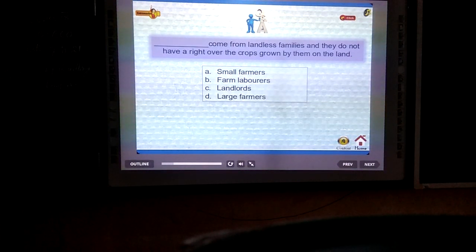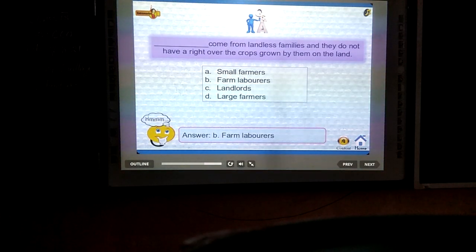So the answer is farm laborers. The correct answer is B. Farm laborers, because these are the landless people and they always work in others' fields on a daily basis and earn.